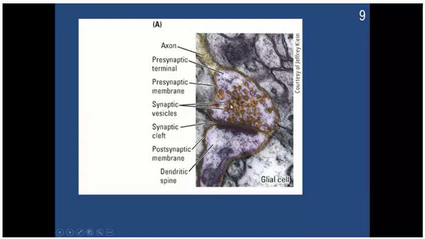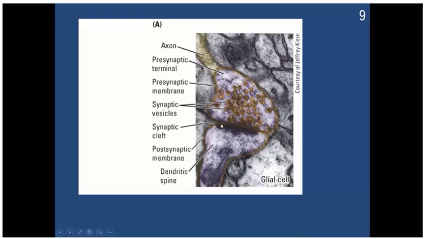You'll notice all the vesicles are made of the same material. The inside contains the neurotransmitter, but the outside is the same thing as the cell membrane, which is why when the neurotransmitter is being released, the vesicle actually combines with the cell membrane. And this is why, because it's made of the same material.